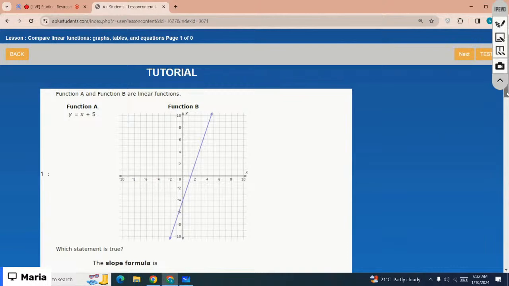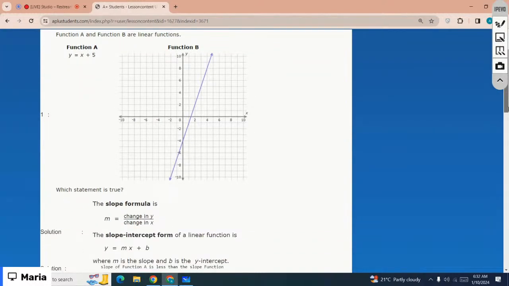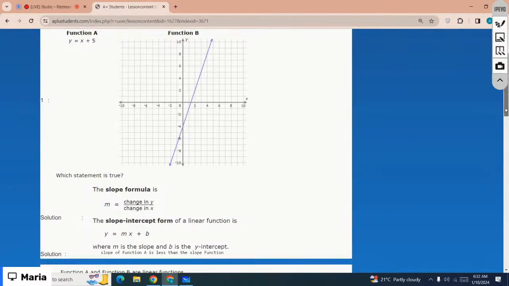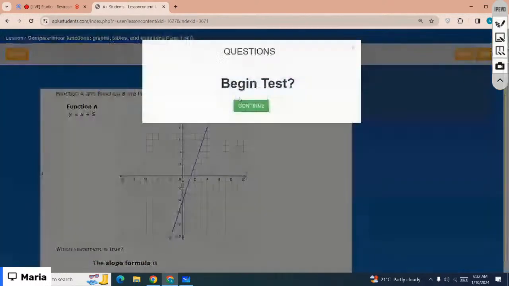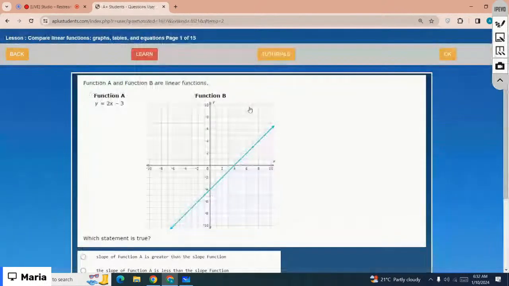The statement you are given is which, okay, but you are not given statements here. So let's just start with the practice questions. Okay. Function A and function B are linear functions. Function A is y equals x minus 3 and function B is a graph. Which statement is true?